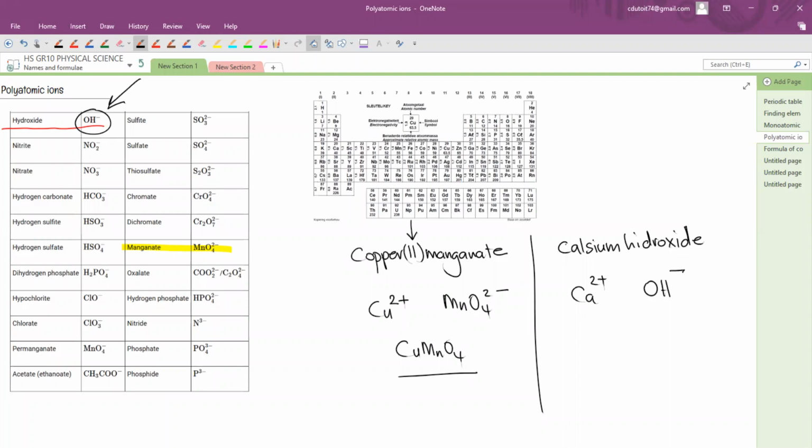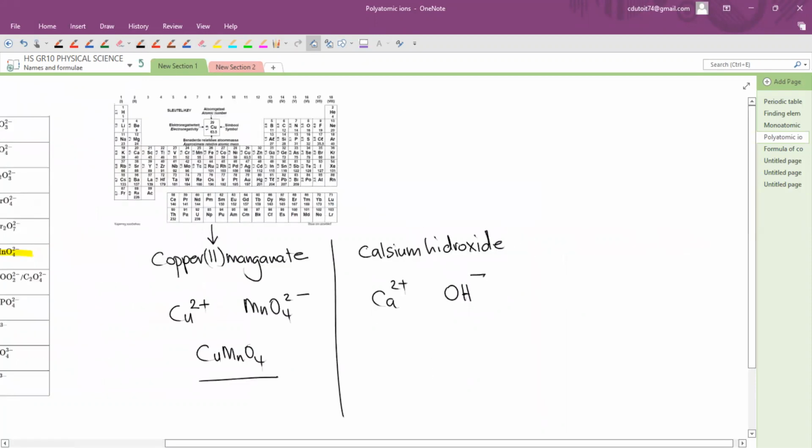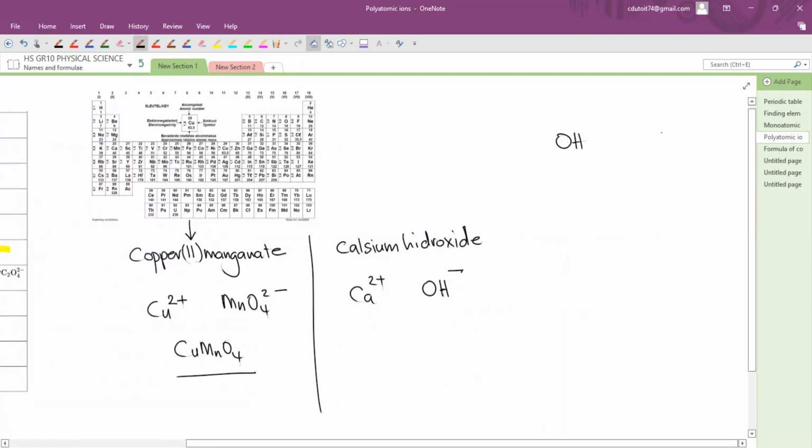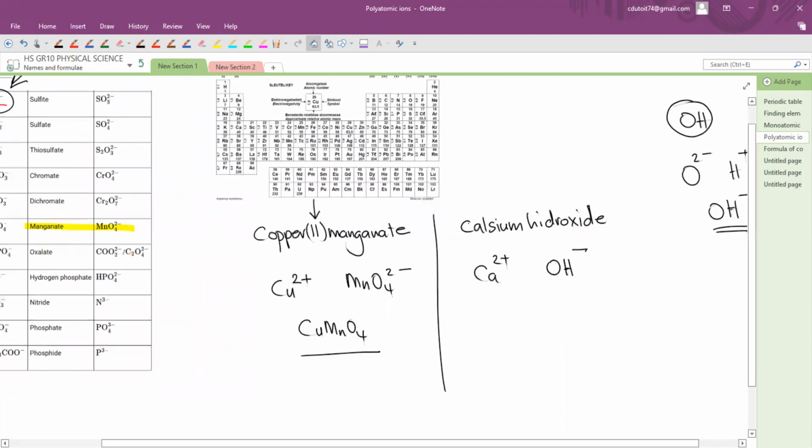Look, hydroxide is not the same as hydrogen. This is hydroxide and this is hydrogen. Hydroxide is an oxygen and hydrogen attached to one another. It's quite easy to get the charge for hydroxide. Look, oxygen is 2 negative and hydrogen is 1 plus. If they come together, then the net charge will be -1, isn't it? So hydroxide is -1. So now give me the formula here.